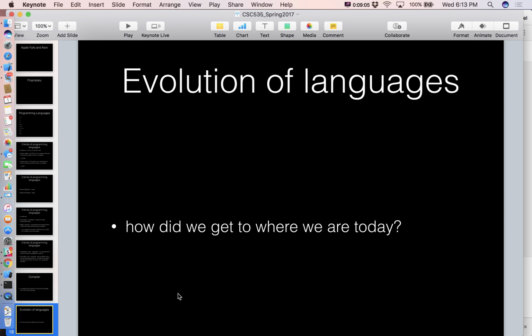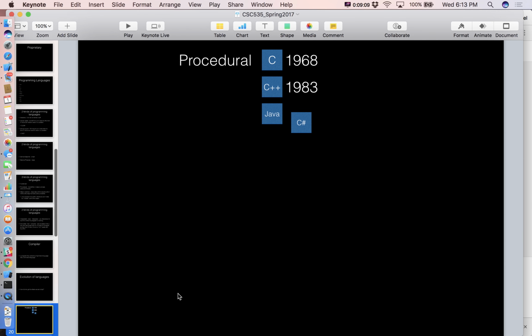All right, then we started talking about the evolution of languages, kind of how we got to where we are today. And we drew a picture here. In 1968, we had what I called our first programming language that's meaningful to us today. C is nowhere near the first actual language. From there, we went to C++. C was a procedural language, and C++ was an object-oriented language. So we can throw that in here.